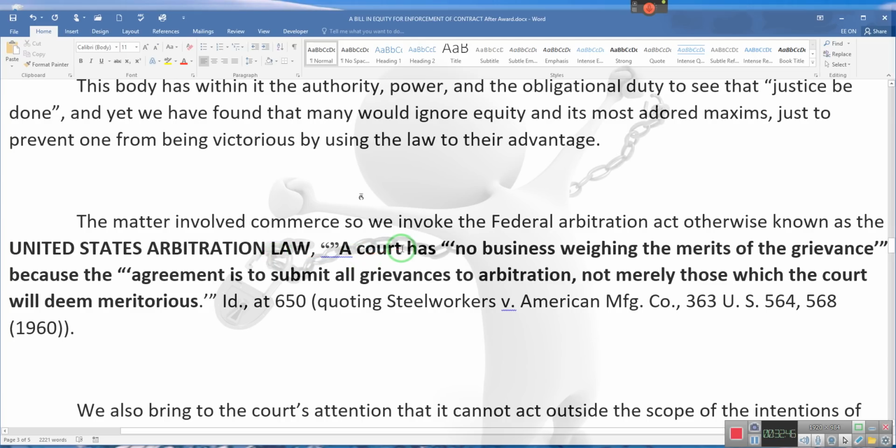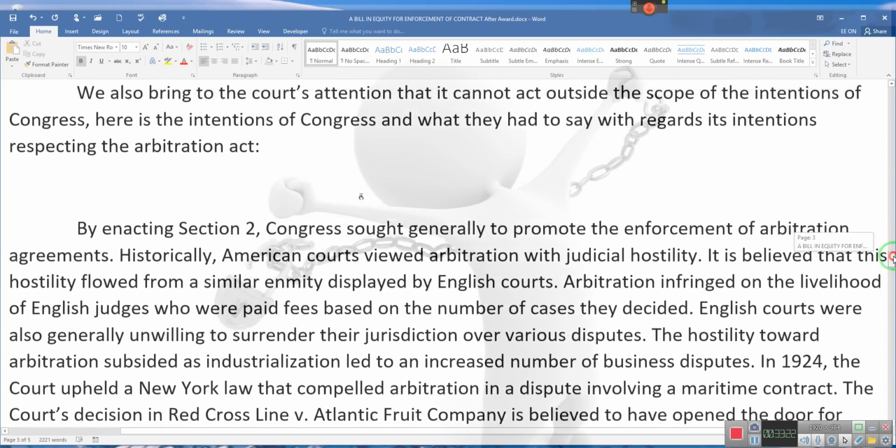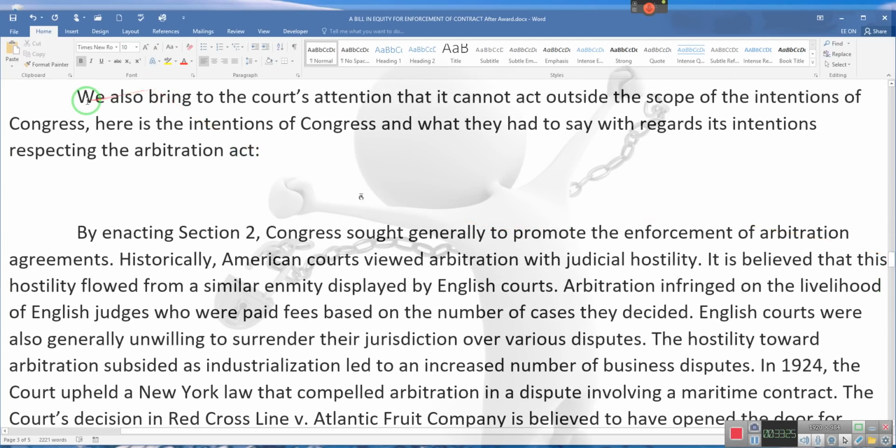A court has, and this is what we have to do, we have to get rid of that, no business weighing on the merits of a grievance, because the agreement is to submit all grievances, disputes, issues to an arbitration, not merely those which the court will deem meritorious. Wait, doesn't that sound like notorious? Meritorious? Anyway, those of you who understand what I mean by notorious, they understand what I'm doing. Many of y'all ain't gonna get it, but the BIG, and then some people think I'm even talking about the movie Big.